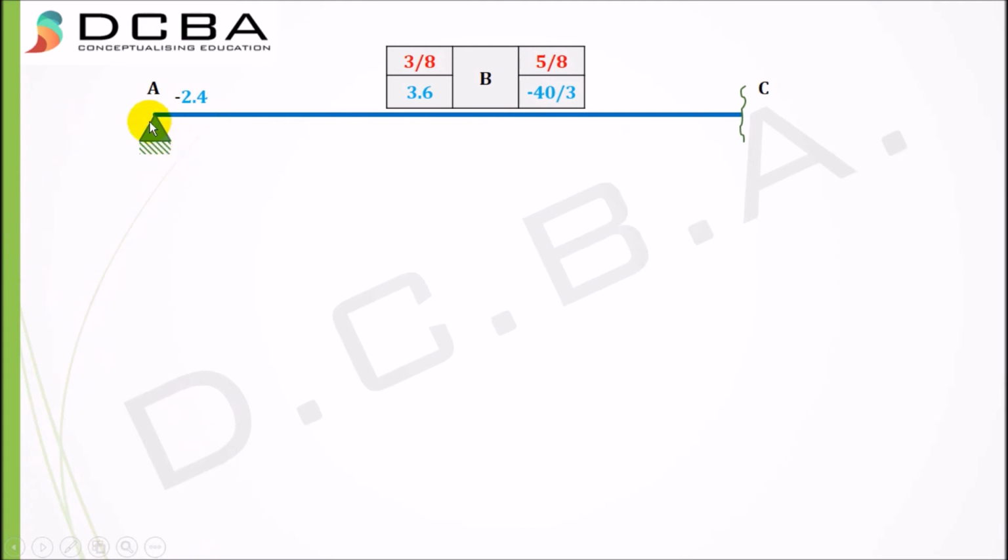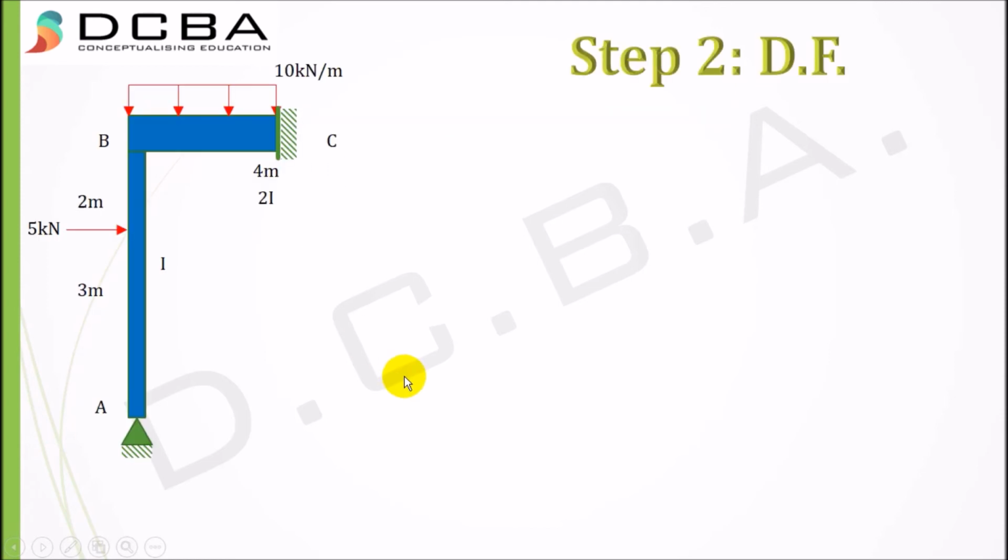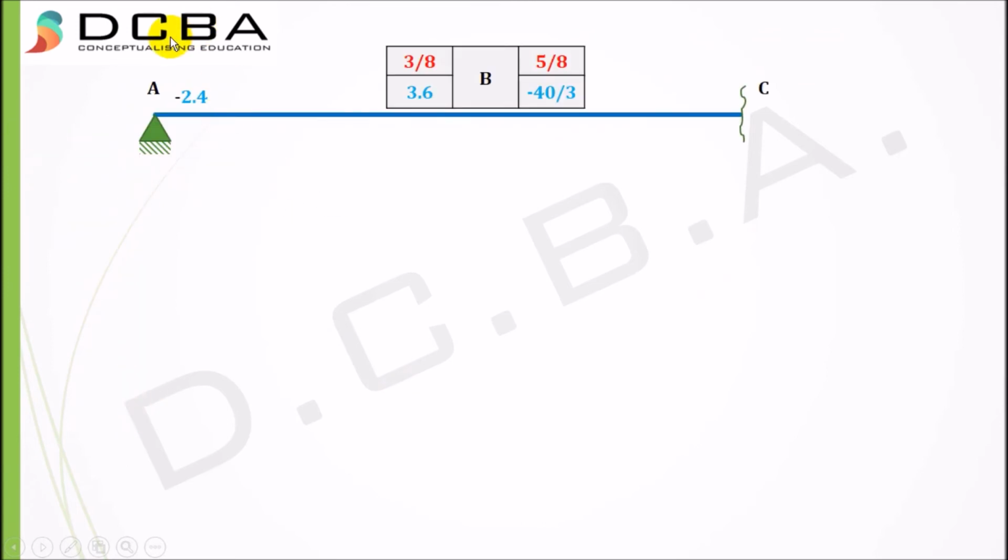So we have drawn here this beam. I have just flattened its columns, that is, I have reduced the above structure to a simple beam type. Like this column, I have flattened it out. Okay, so this is A, B and C here. So now I have written here the fixed end moments that we got from step 1, and MFAB was minus 2.4, MFBA was 3.6, and MFBC was minus 40 by 3.